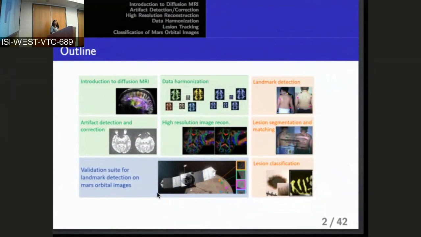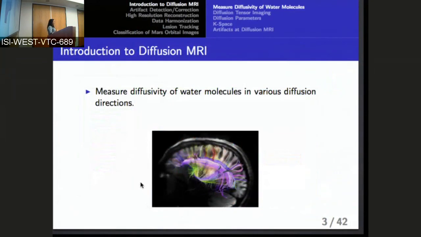The talk has three main parts. I will start with the projects that I did on diffusion MRI images, followed by my PhD projects, and at the end I will talk about my project at JPL. Actually, I'm not sure how many of you are familiar with diffusion MRI. So, okay, good. I will start with a short introduction on diffusion MRI, so that all of you can follow me using this presentation.